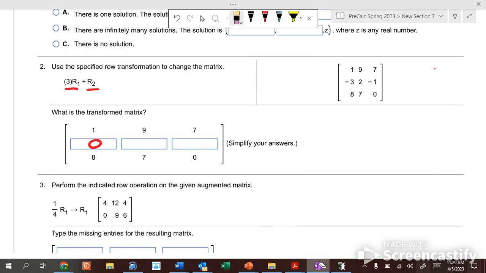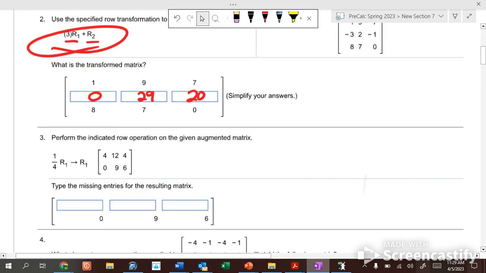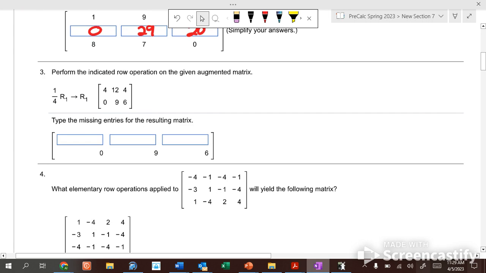Okay? What's 3 times 9? 27. Plus 2? 29. What's 3 times 7? 21. Plus negative 1 is 20. Okay? And that's a transform matrix. We just did this to it, and that's all we're doing for this question. Here's another transform matrix.